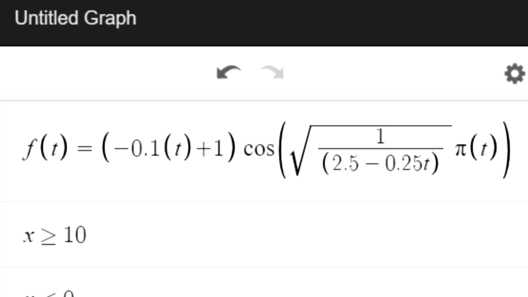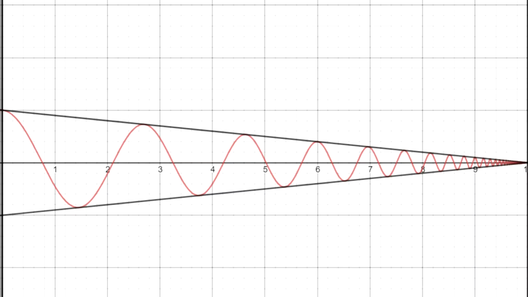Therefore, we get the equation the quantity minus 0.1 t plus 1 times cosine of the square root of 1 divided by the quantity 2.5 minus 0.25 t times pi times t. This is the final result when that equation is graphed. I have added 2 lines to show that it decreases linearly to 0 at 10 seconds.